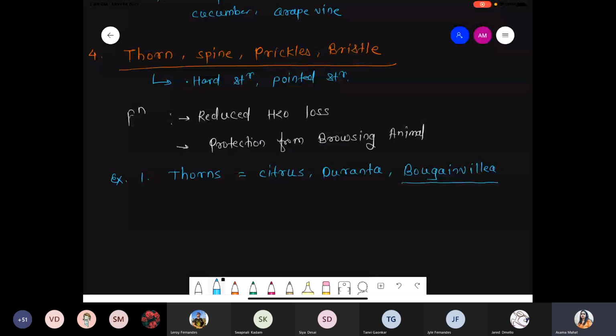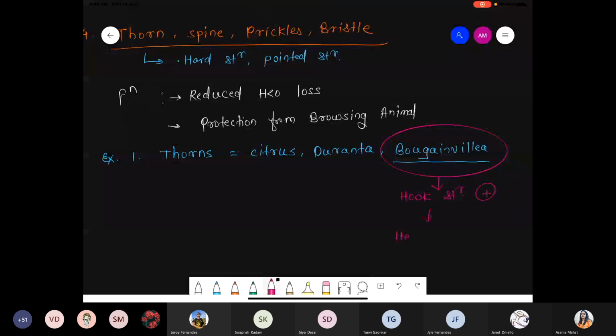One important point with respect to bougainvillea: basically it has some hook-like structure. In bougainvillea, a hook-like structure is present. Definitely there is a presence of thorns, and those thorns have a pointed, hook-like structure. Such hook-like structures help in climbing. Got it? So one question from bougainvillea: it has the hook-like, pointed structure, and due to that hook-like structure, they help in climbing.